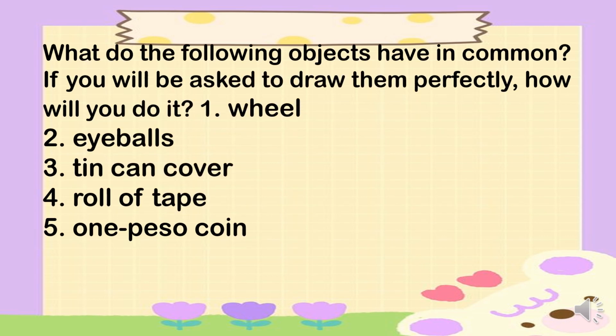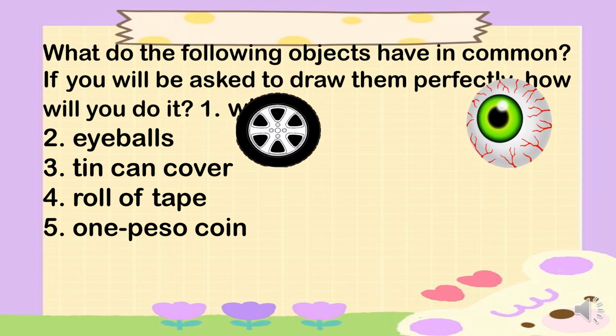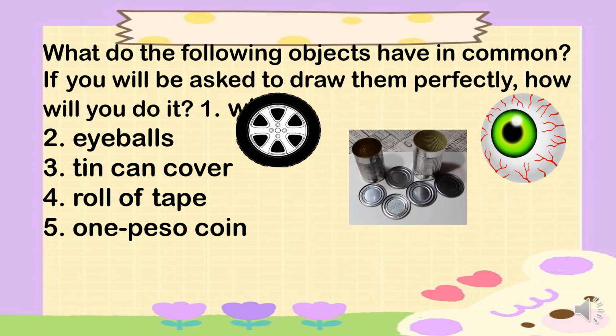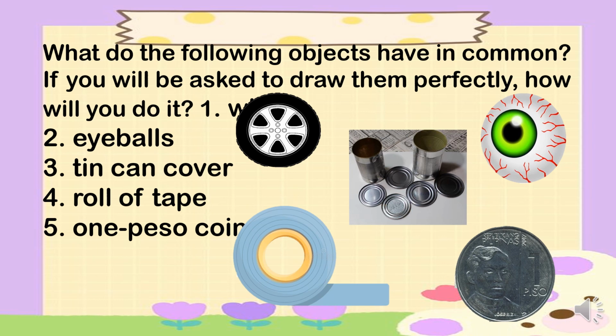What do the following objects have in common? If you will be asked to draw them perfectly, how will you do it? First, we have the wheel. Second, we have the eyeballs. Third, we have tin cover. Fourth, roll of tape. And fifth, 1 peso coin.